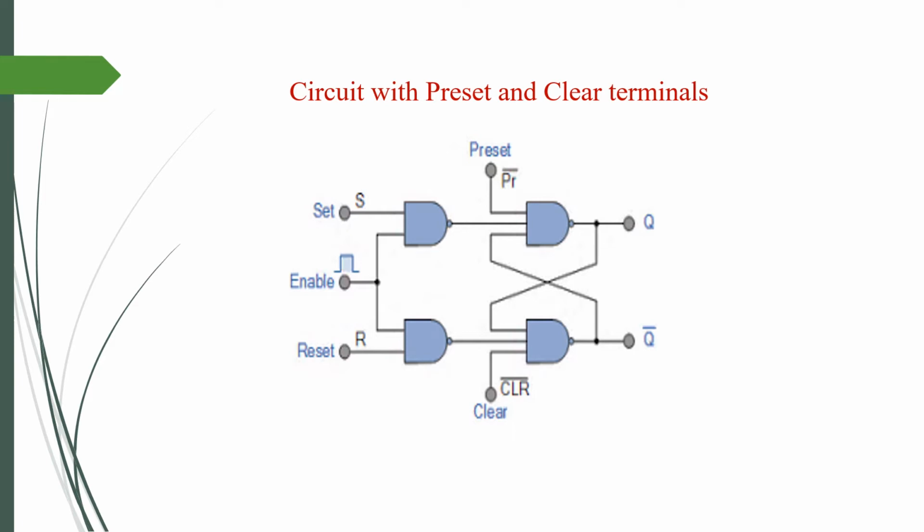That means when 0 is given to preset terminal, then flip-flop is set irrespective of S and R inputs. When 0 is given to clear terminal, then flip-flop is reset irrespective of conditions of S and R inputs.